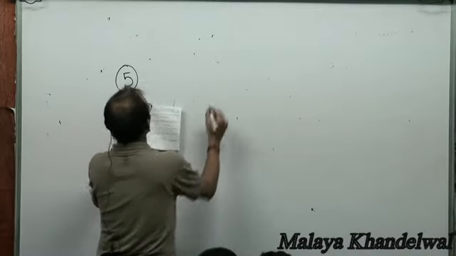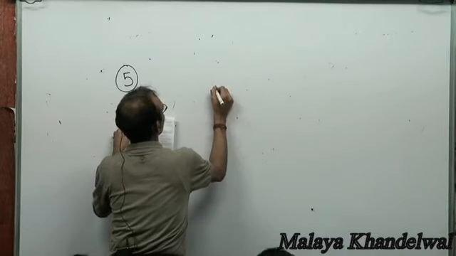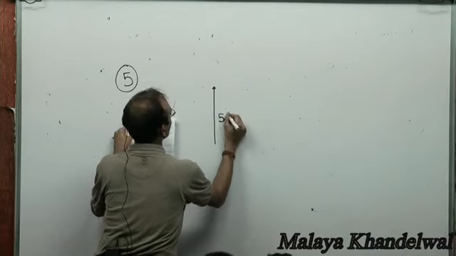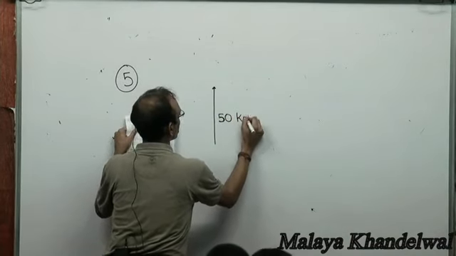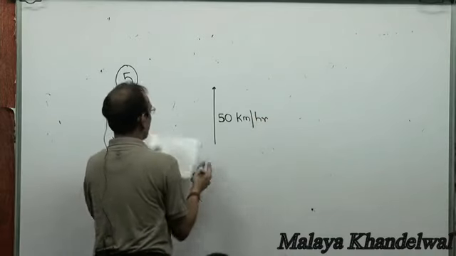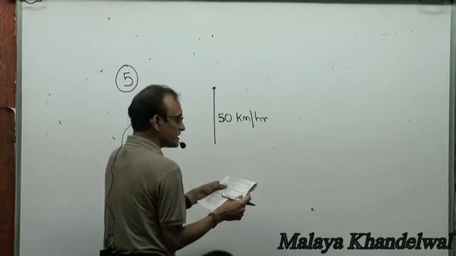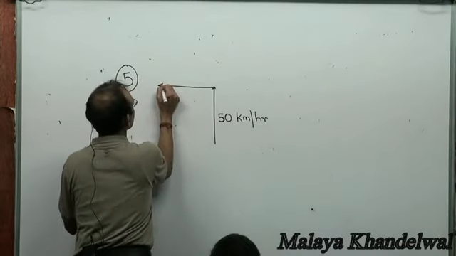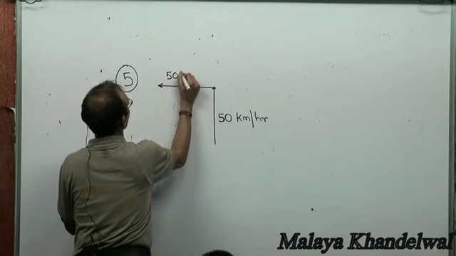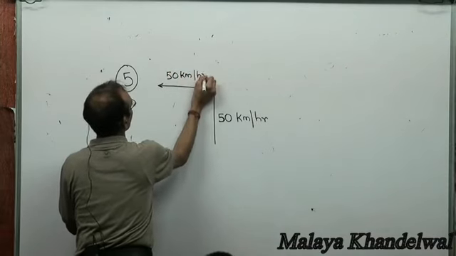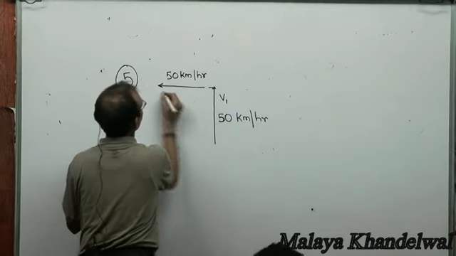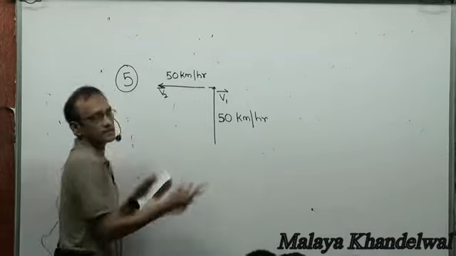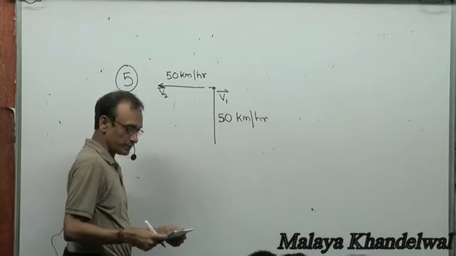A motor car is going due north at a speed of 50 kilometers per hour, right? And it makes a 90 degrees left turn without changing the speed. Let's say its velocity is v1, and then its velocity becomes v2. v1 is directed upwards, v2 is directed eastwards, right?